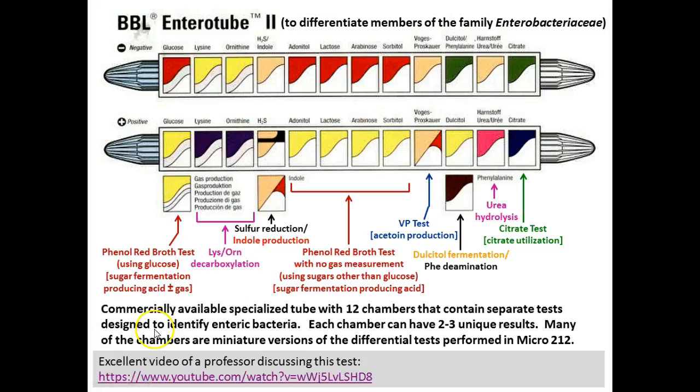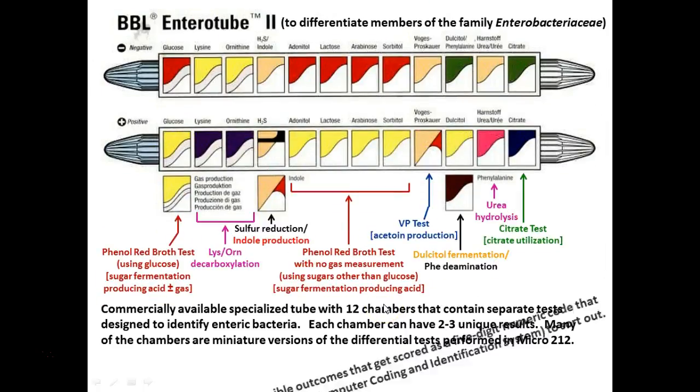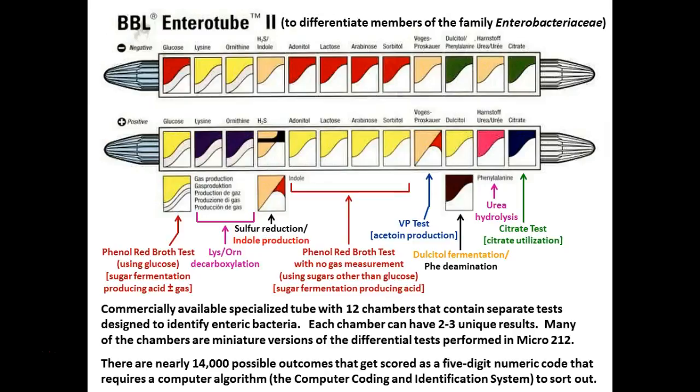I wanted to go back to my PowerPoint. So there is nearly 14,000. I'll have to look. I don't know where my books went. There's a book that comes with it, and there's actually a coded system. And you figure out a coded number, and then you look it up in the book, and it'll tell you what organism or what organisms this might be when you get your results. It's really kind of cool.